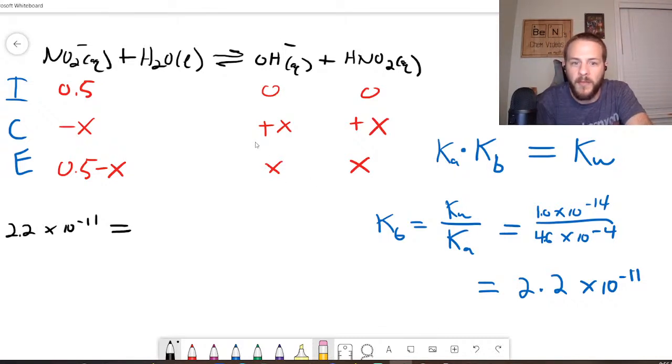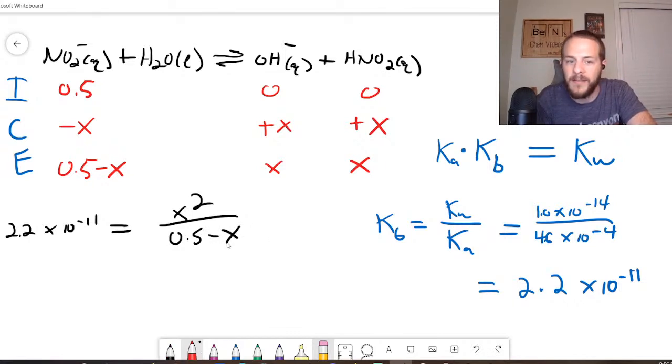And so for the products, we have X and X, right? So X times X, I can rewrite that as X squared. And then for the reactant, we have 0.5 minus X. I'm going to assume that the x-is-small approximation is valid here and just omit this X from the calculation. I'm assuming this value is very, very small compared to 0.5, which is what we're subtracting it from. And so we have X squared over 0.5 equal to 2.2 times 10 to the minus 11.